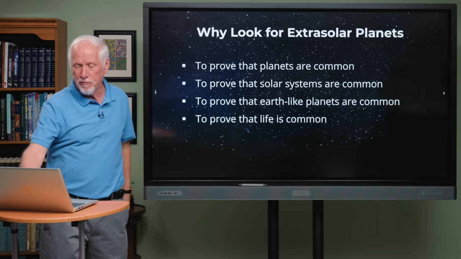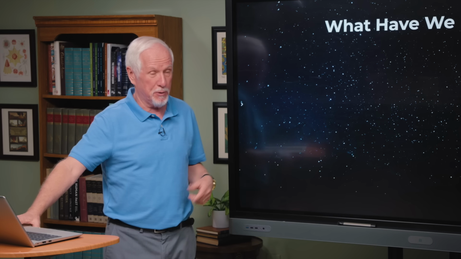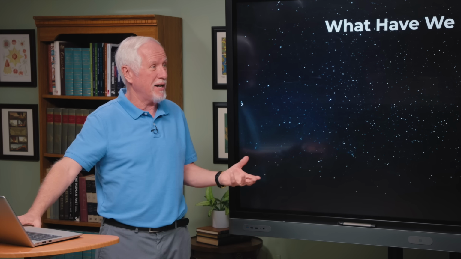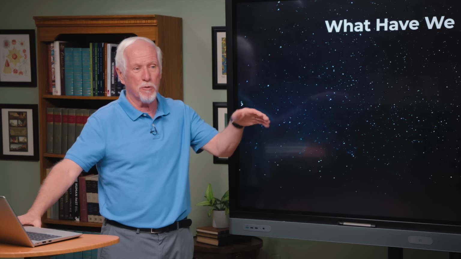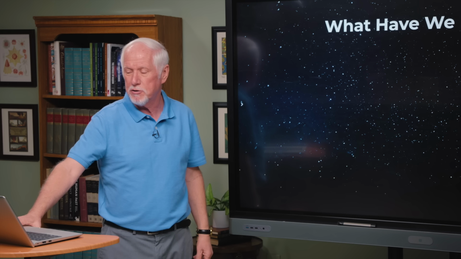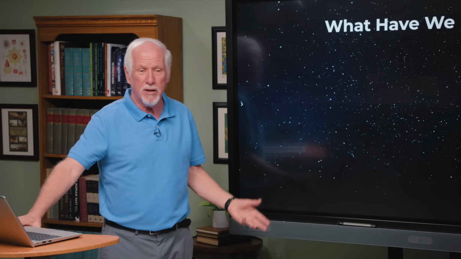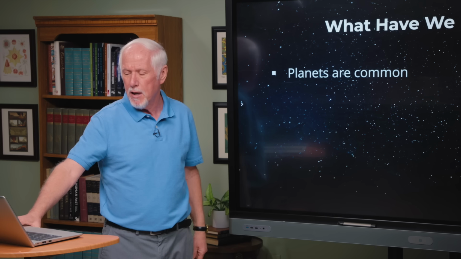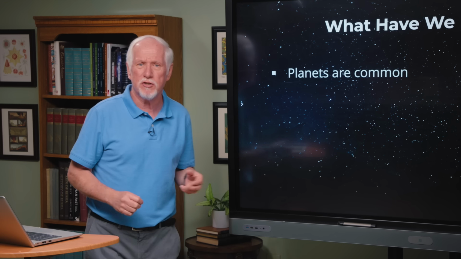So what have we found so far? Well, we found that planets are common. With 6,000 exoplanets, we're only finding a fraction of those because many of them, the orbits are not tilted properly for us to be able to see transits at all. So there must be a huge number of planets out there. And we're also finding that planetary systems may be common.